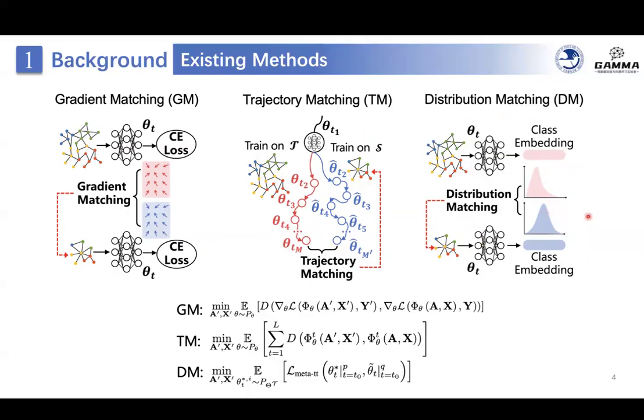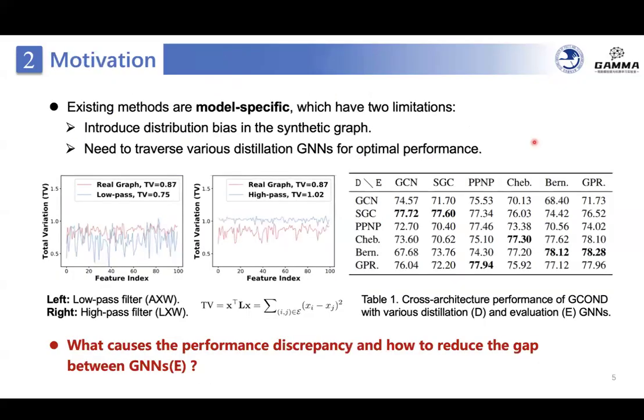And it is noteworthy that existing methods all involve a specific GNN. Therefore, a natural question arises: whether the different distillation GNN affects the synthetic graph and thus affects the performance of different evaluation GNNs. So our work begins with extensive investigation experiments, and we find two main limits.